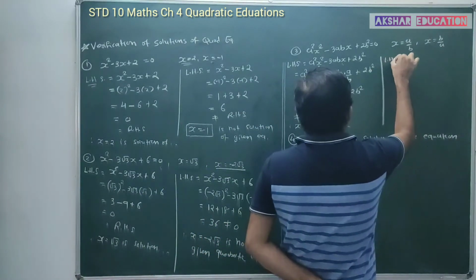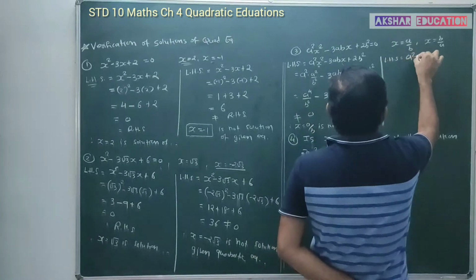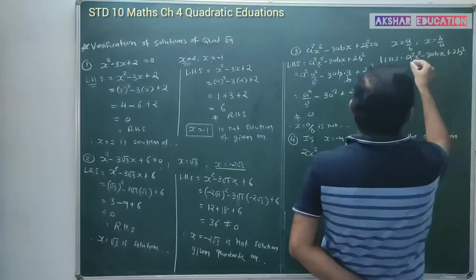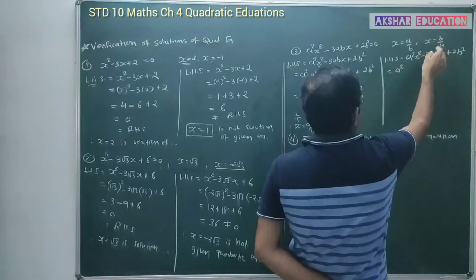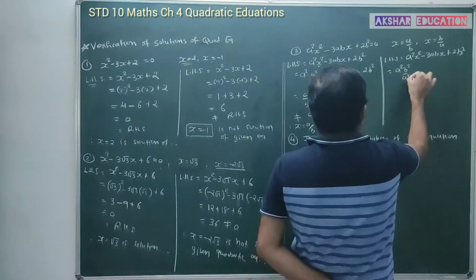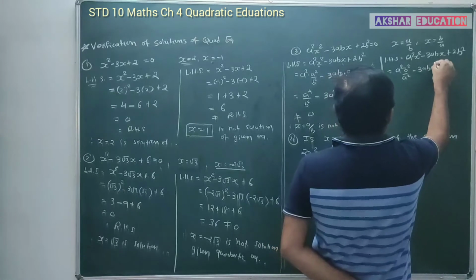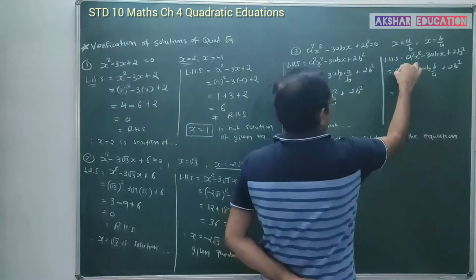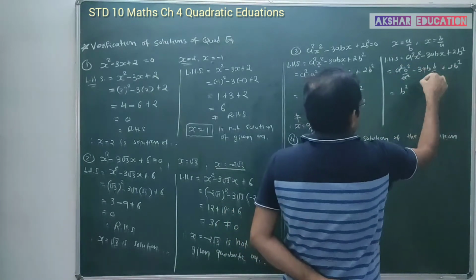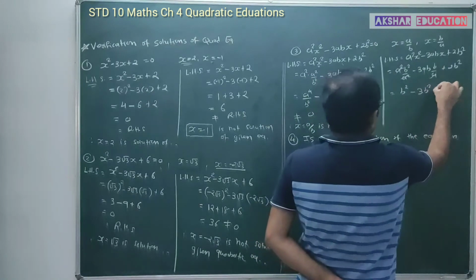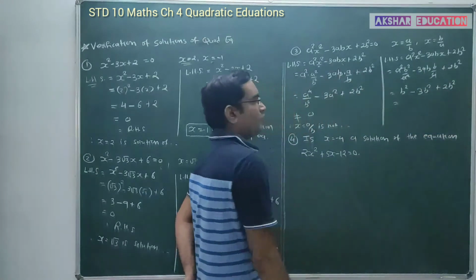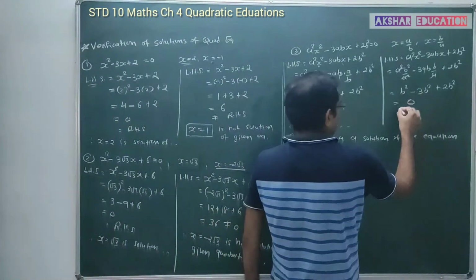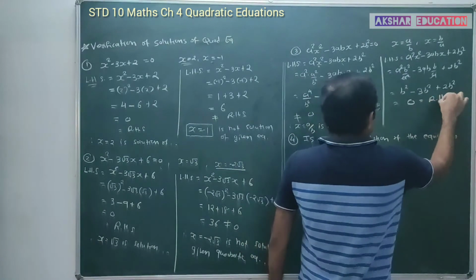So left hand side is equal to a square x square minus 3abx plus 2b square. So this is equal to a square into b square by a square, minus 3ab, again x, which is b by a, plus 2b square. Now here a square cut, so it's b square. Here a cut, so it's minus 3b square plus 2b square. So b square plus 2b square is 3b square, minus 3b square, 0. So this is now equal to 0, which is equal to our right hand side.